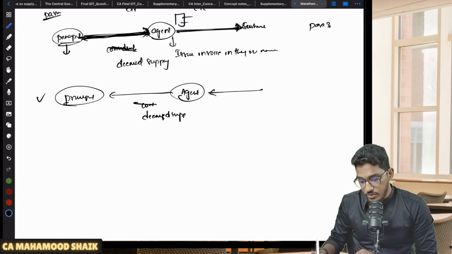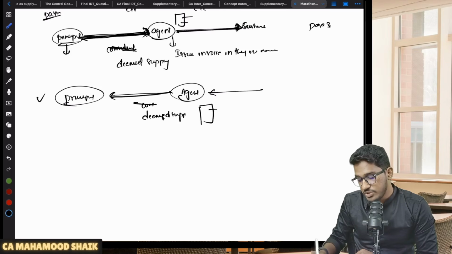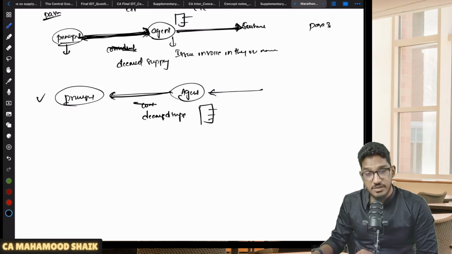Similarly, if you take the second case also, the agent procures the goods from the third party. Thereafter, the agent will make the supply to the principal, no? For this transaction, the agent should give the invoice in his own name, not the supplier. So then only these agents will get covered.